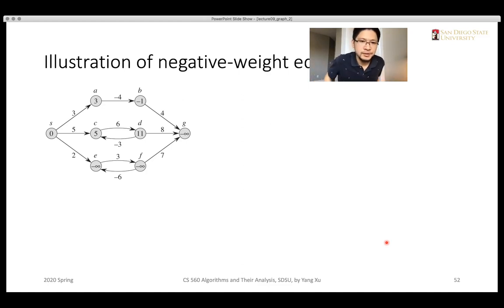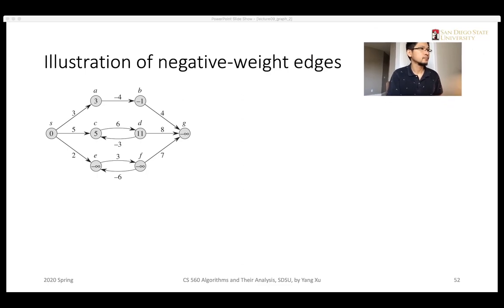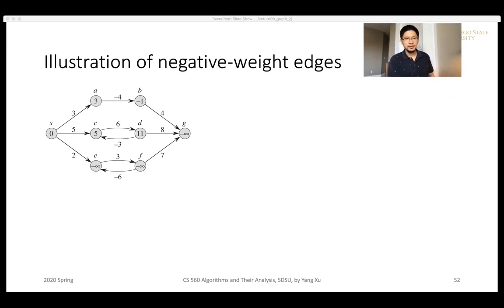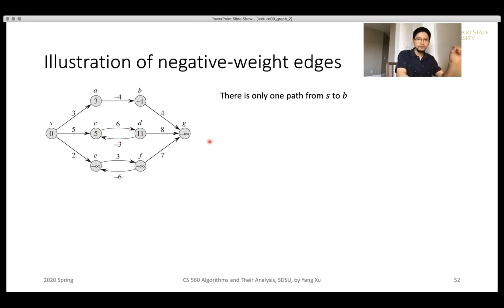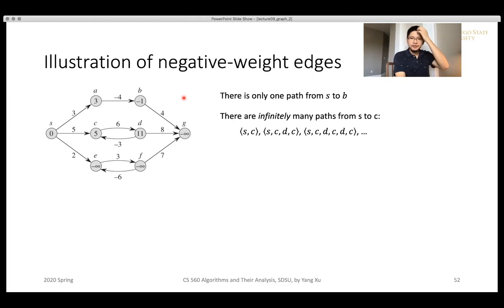Okay, so for example, we use this input graph to show the cycles. Basically a cycle means a loop in the graph. So the edges point from C to D, and there's an edge that points back from D to C. Okay, so in this graph, if you look at the upper path, there's only one path from vertex S to B, and there are infinitely many paths from S to C.